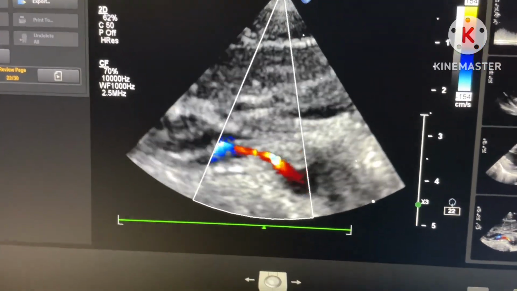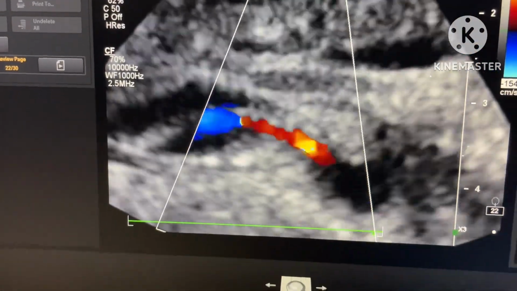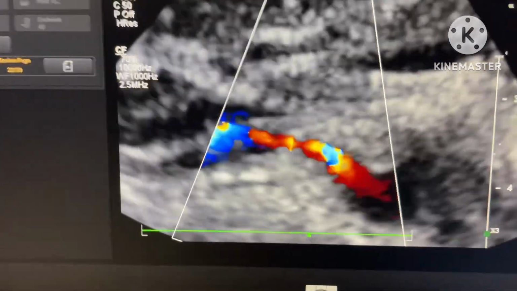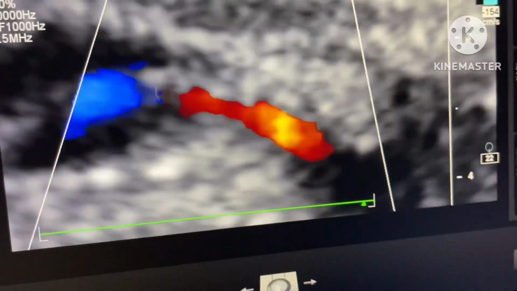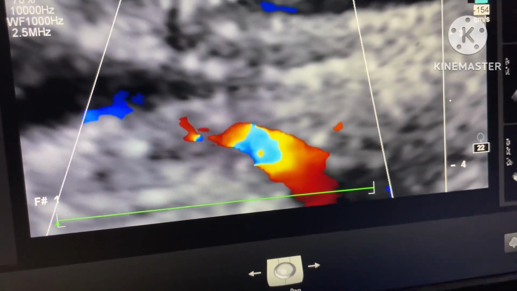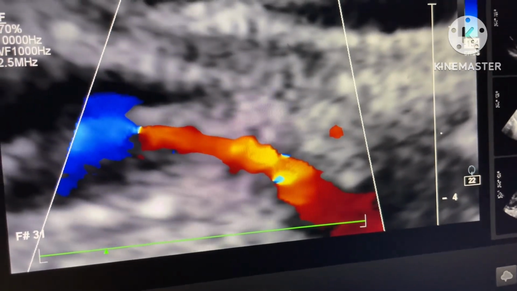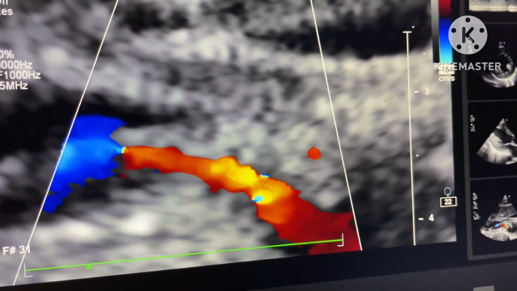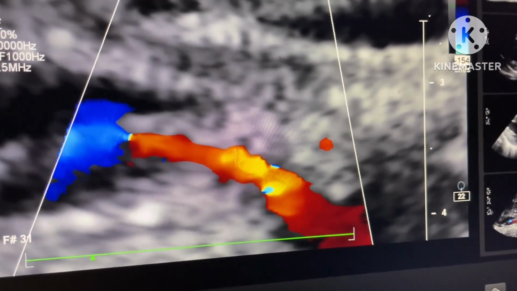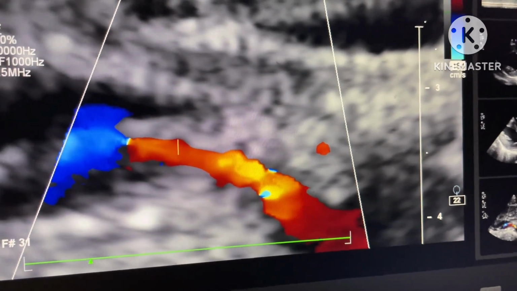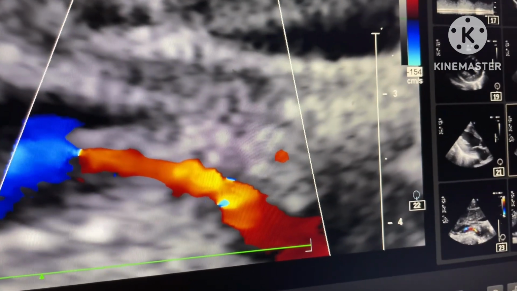This is the image of the right renal artery. You can see the beaded appearance. Beaded appearance means what? Let's see. Like a string of pearls. You can see clearly in this image that this part is aneurysmal, this part is aneurysmal, this is aneurysmal. So this renal artery is aneurysmal.